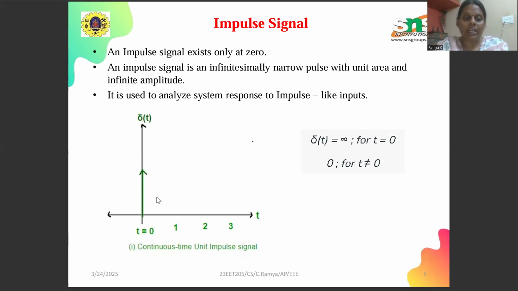The impulse signal exists only at the 0 value. When t equal to 0, it has the highest value, that is the peak value. In the graph, we can see that it is an infinitesimally narrow pulse with unit area and infinite amplitude. It is also used to analyze the system response to an impulse. Here we are representing it as delta of t, which is infinity for t equal to 0. This condition happens only at time 0. When t is not equal to 0, obviously the response becomes zero.